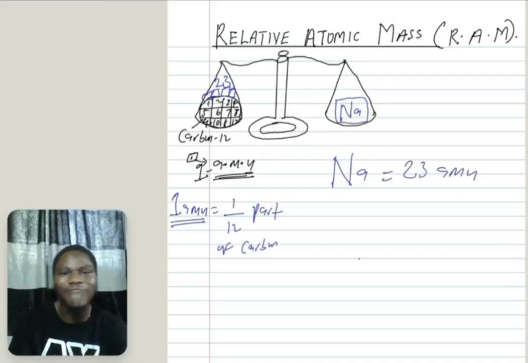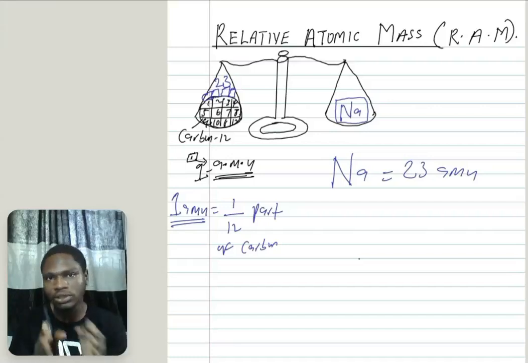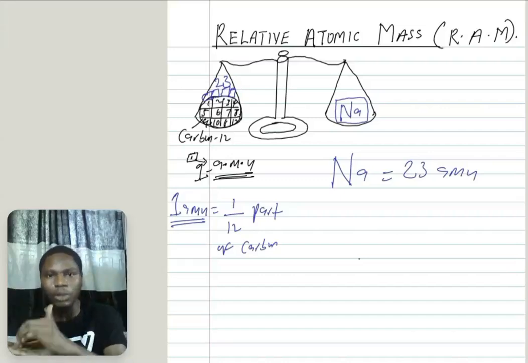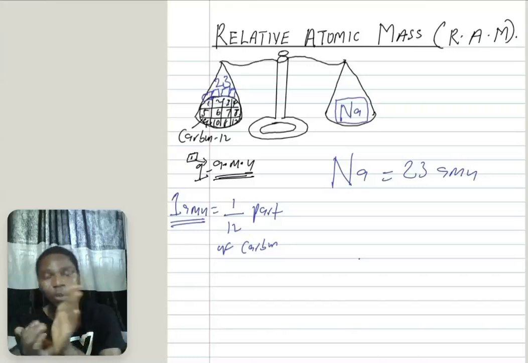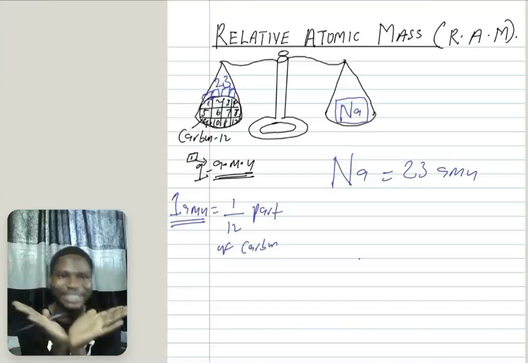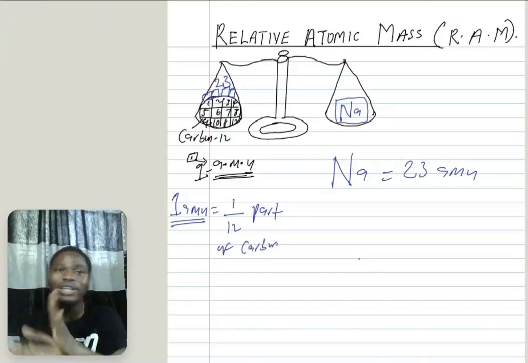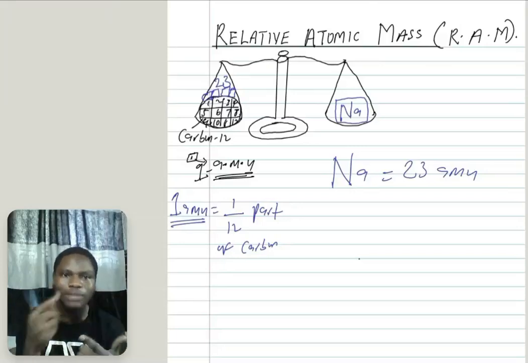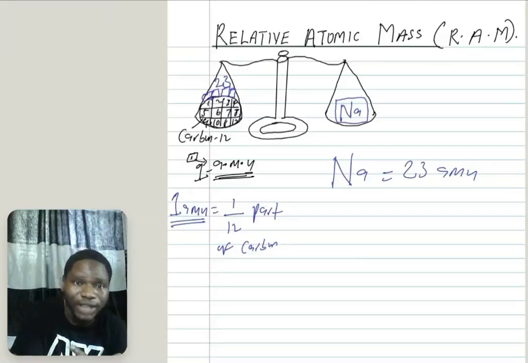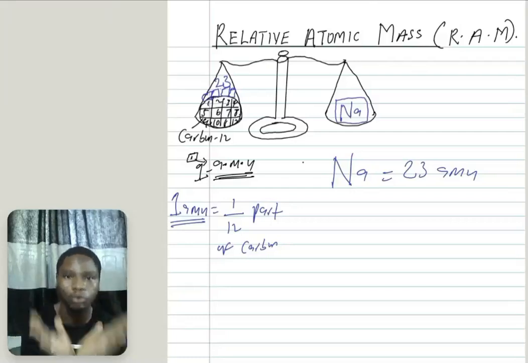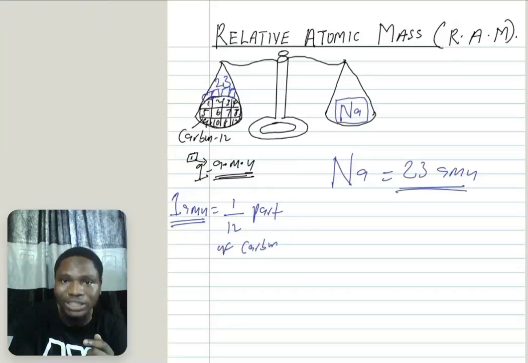Again, I observe that placing the mass of sodium on the right hand side of this scale, the scale bends this way. That shows that the sodium atom is heavier than the atom of carbon 12. Then to balance the scale at equilibrium, you keep on adding the mass of carbon 12 till the scale is at equilibrium. After adding the atoms of carbon 12 23 times, this scale was at equilibrium. Therefore, the relative atomic mass of sodium is 23 AMU.